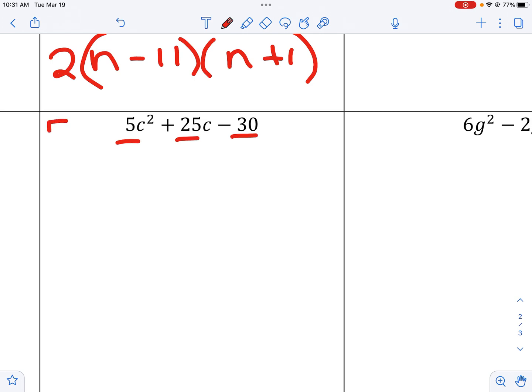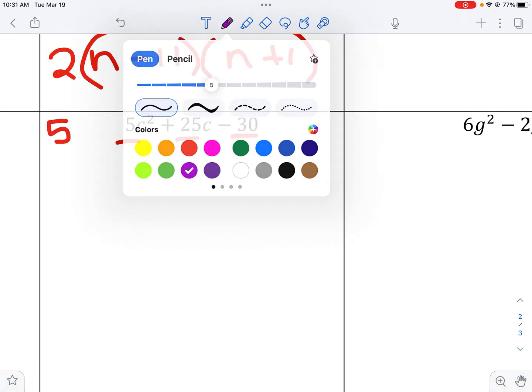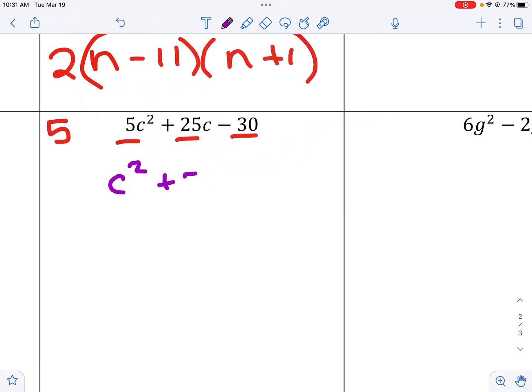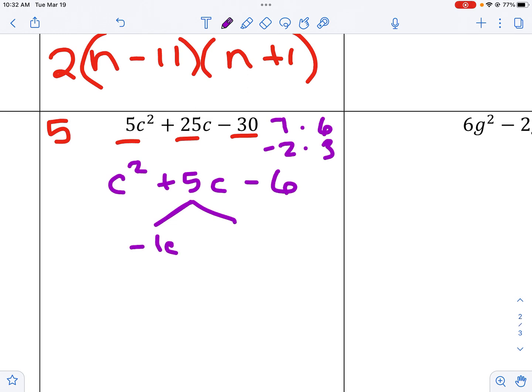So again, what do they have in common? They have a 5 in common. When I divide out the 5, I'm left with c squared plus 5c minus 6. I want to break this one down. Things that multiply together to give me 6 would be 1 and 6 and 2 and 3. One of them has to be negative, and I want the bigger number to be positive, so I know that one's going to be negative. So I believe it's going to be negative 1c and plus 6c makes this 5c. That's the tricky part right there, knowing what to break it down into.